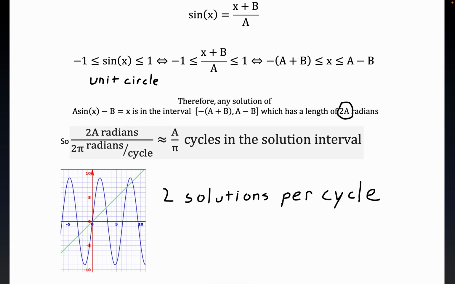So again, we know at this point that there's a over pi cycles in the solution interval. Now this graph right here is intended to let you see that this is one cycle right here. Let me see if I can get that drawn. This is just a single cycle. Wow, steady hand here. Okay, not so steady.